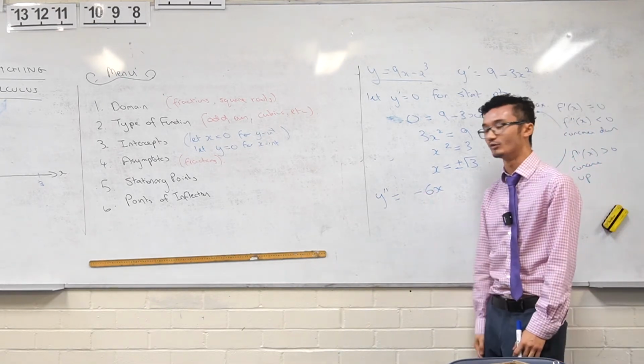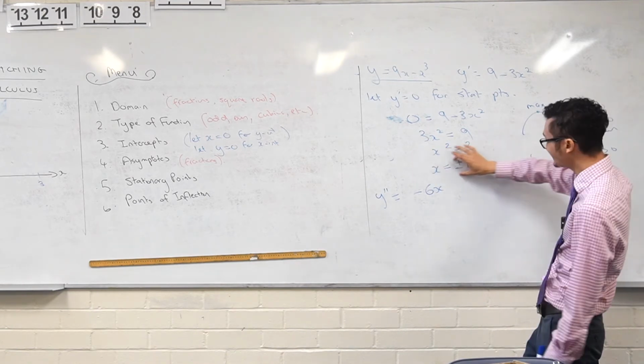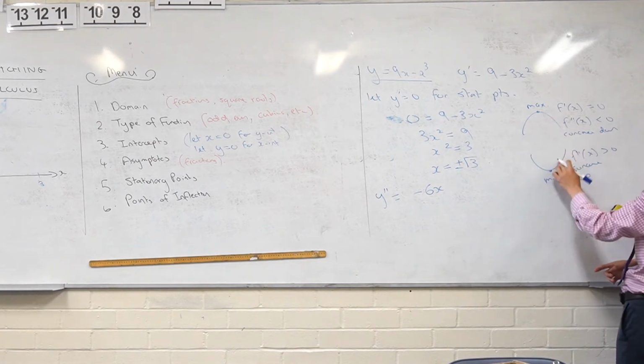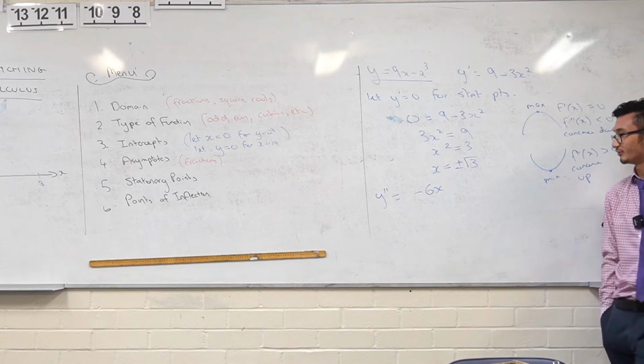What's this used for now? Well, we want to now test what's the concavity at these points. Because if I can test the concavity at these points, and I can see whether it's positive or negative, then I can determine what kind of stationary point it's going to be, right?